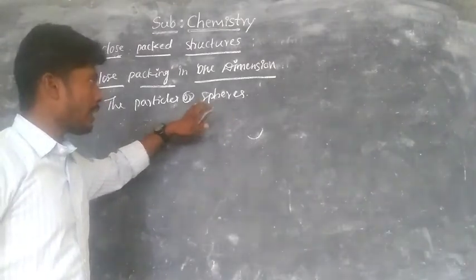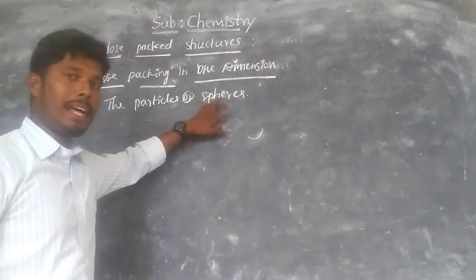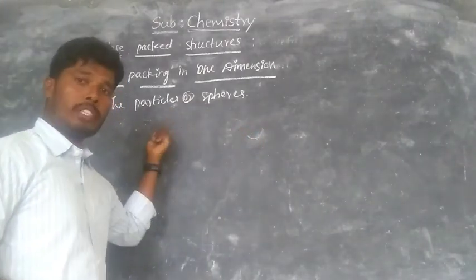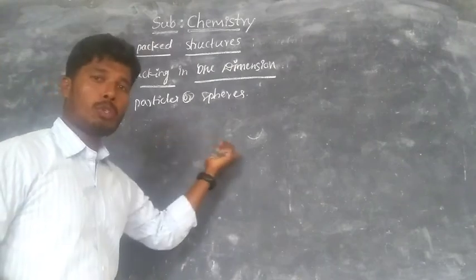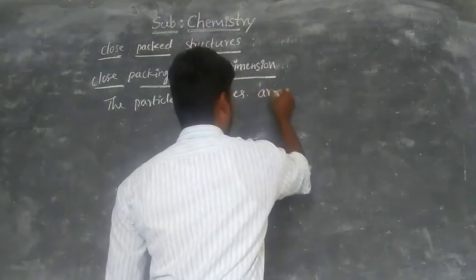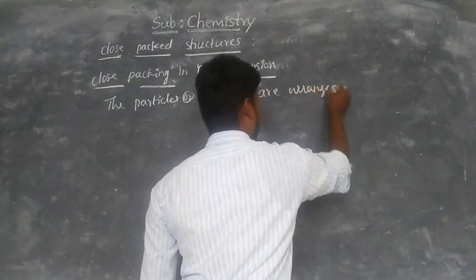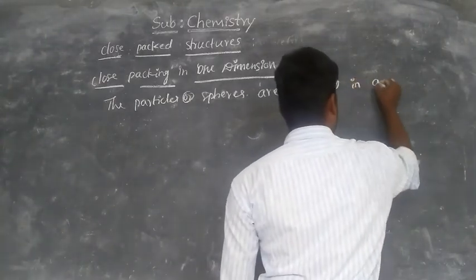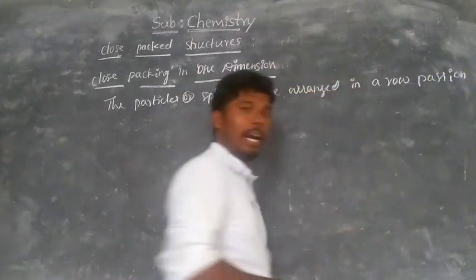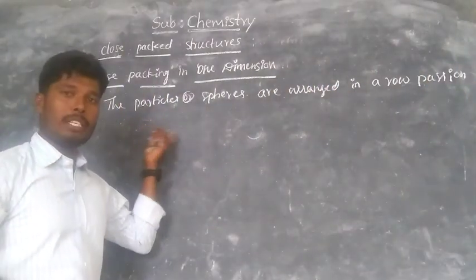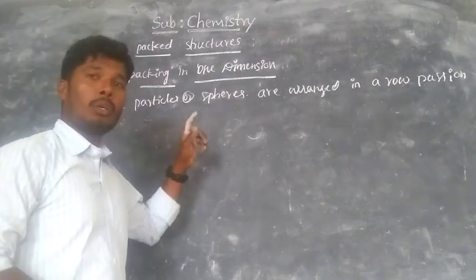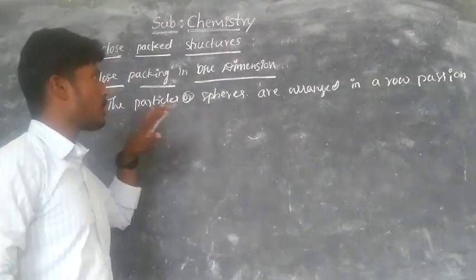So where the particles are assumed as spheres, these spheres are attracted to each other, and they are arranged in a row shape. In this arrangement, the particles as spheres are arranged in a row fashion. They are attracted together by a strong intermolecular force, and each particle is surrounded or held by two particles. Hence the coordination number is 2.